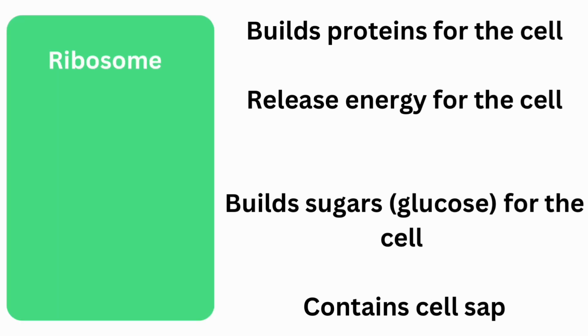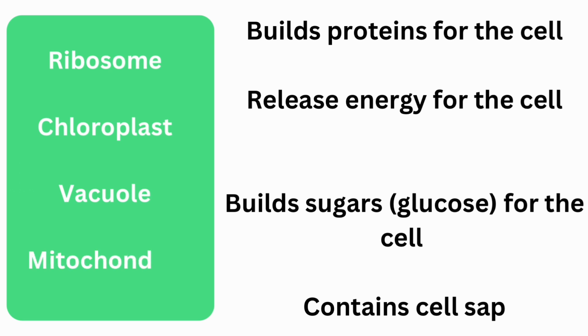And if you need a bit more help, here are the 4 key words, but they're in the wrong order. So one of these descriptions is describing the job of ribosomes. One of them is describing the job of the chloroplasts. One of them describes the vacuole, and one of them describes the job of mitochondria.